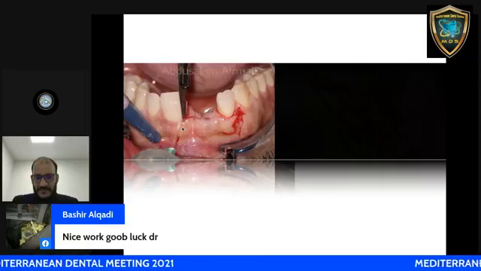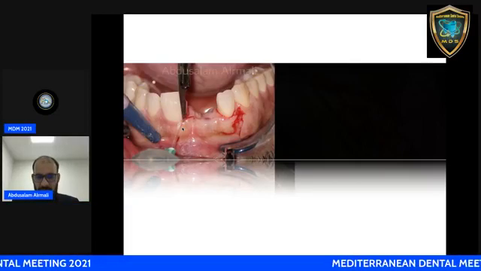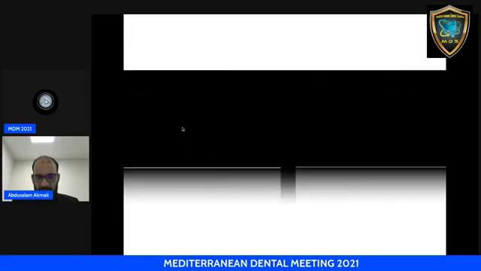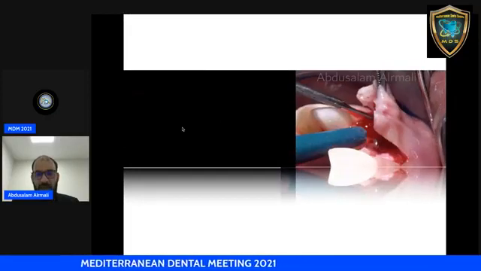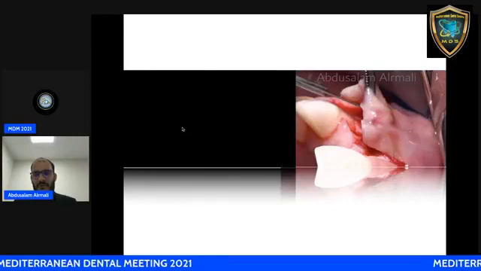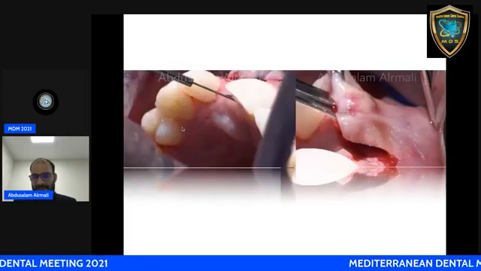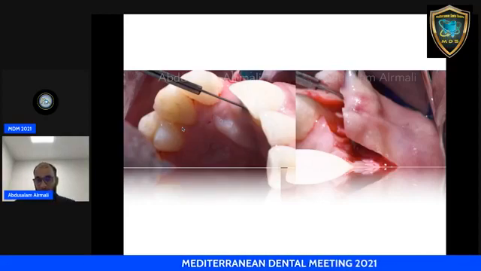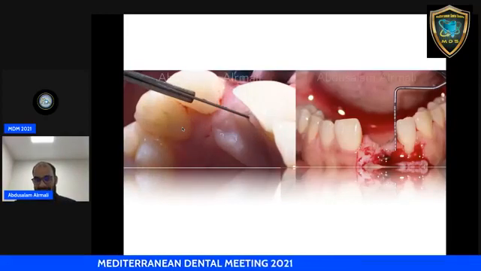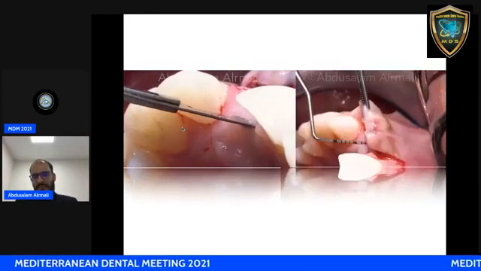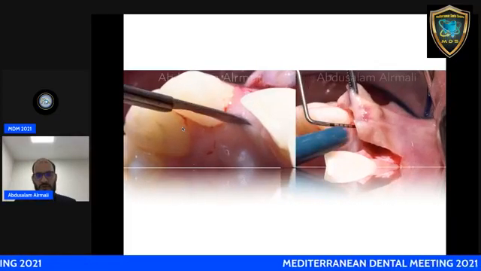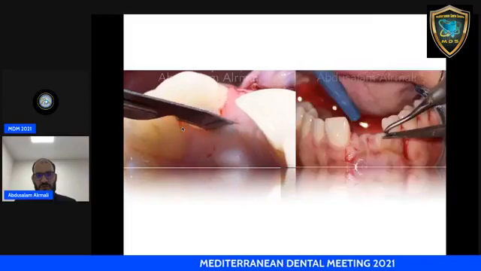After elevating the flap, we do a deep split and a superficial split. Superficial split by removing the muscle attachment from the flap, and deep split by removing the muscle from the periosteum. And open the palatal flap beveled.